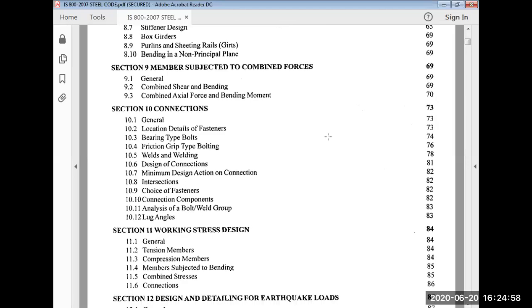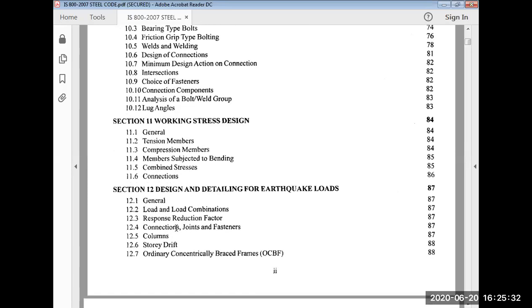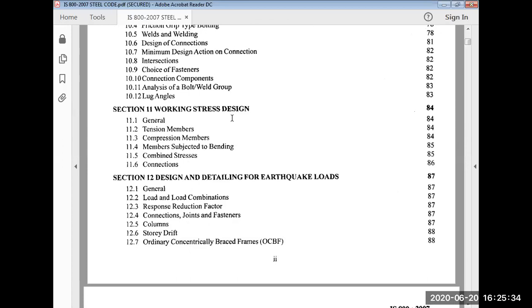That includes bearing type bolts, friction type bolts, weld and welding methods, how to design the connections, and some parameters required to meet. It means some partial safety factors are required to calculate the strength of bolts. Everything, or how to analyze bolt and weld, is given in section 10 as connection.